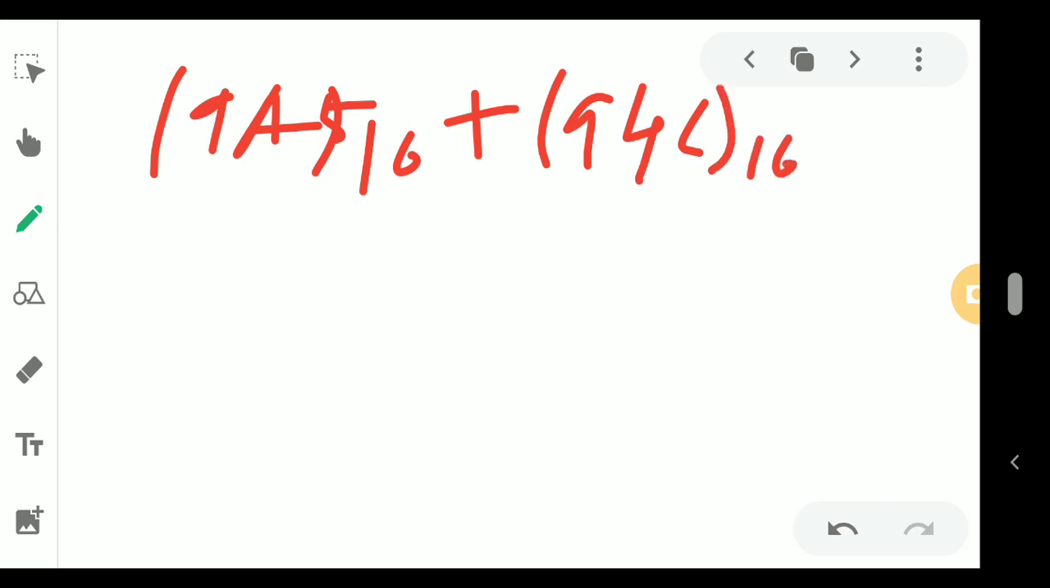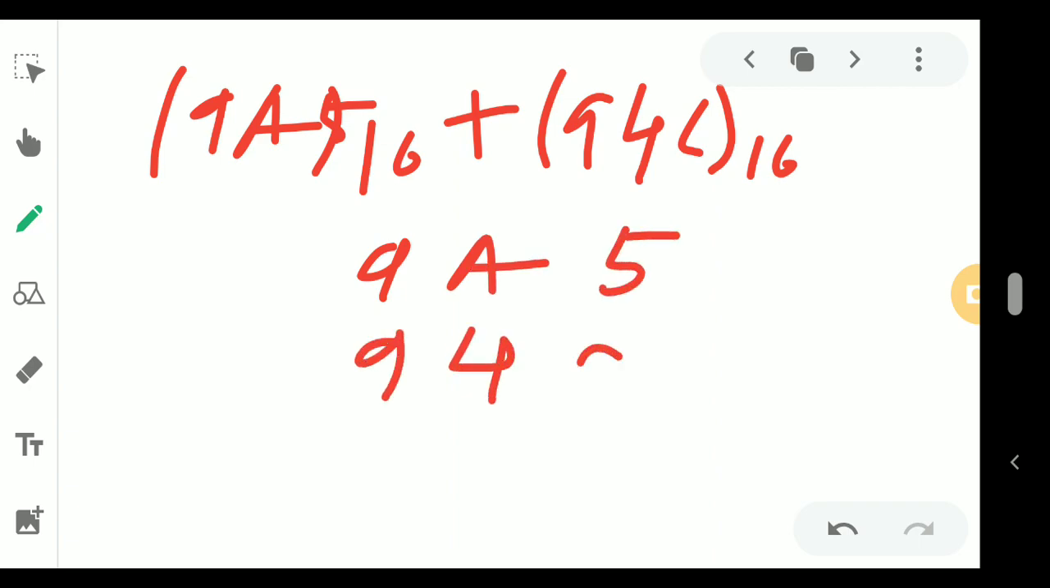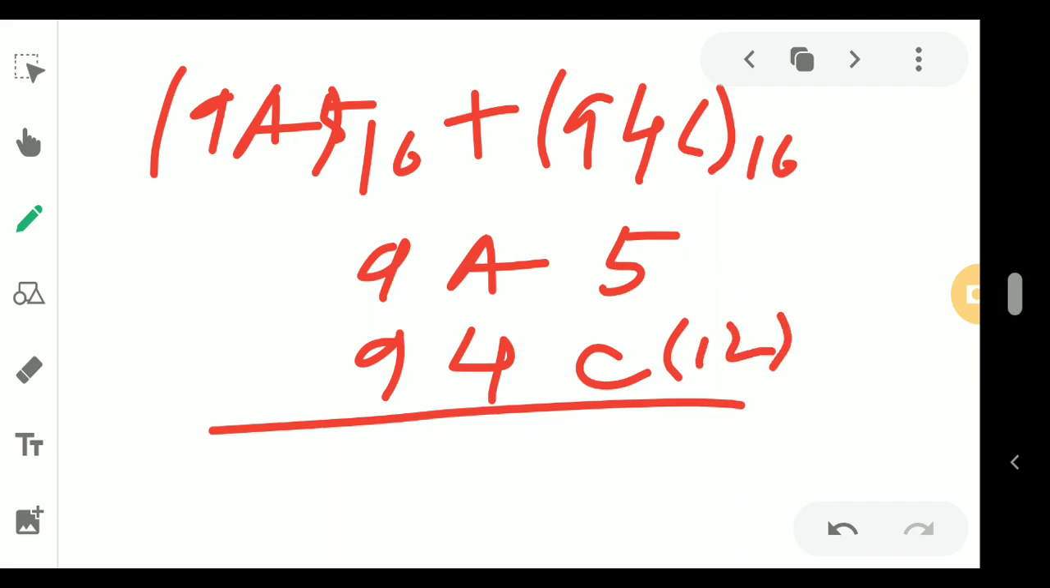Okay, so I'm doing this. It is 9A5 and 9,4C. So C means what? You remember always that C means 12. So 12 plus 5 is 17. 17 divided by 16, the quotient is 1 and the remainder is also 1. Are you clear? So I am writing 1 over here and putting 1 over here as the carry.